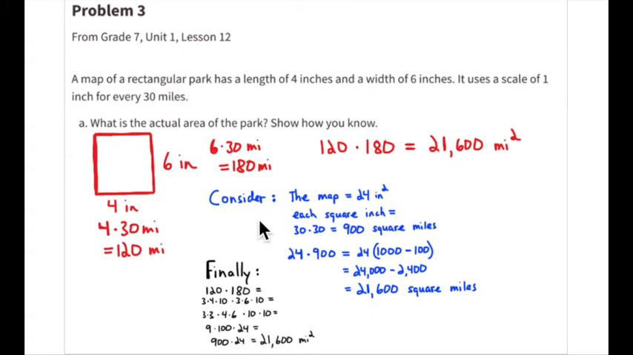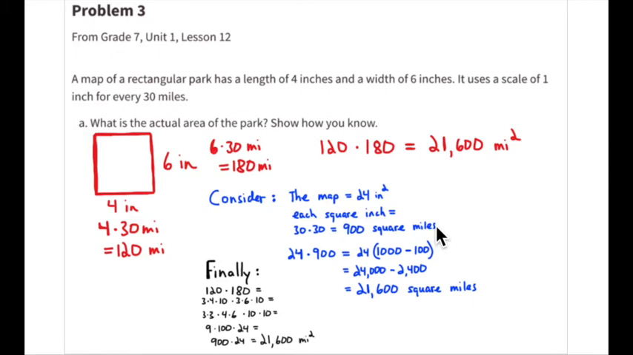But think about this for a second. Consider that the map is equal to 24 square inches. Each square inch is equal to 30 times 30, or 900 square miles. So think about that again. Each square inch is equal to 900 square miles because each inch is 30 miles. So 30 times 30 is 900 square miles.